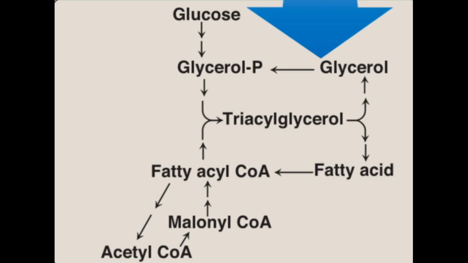Here's what's going to happen. From triacylglycerol, you're going to get glycerol and fatty acid. The fatty acid will become fatty acyl coenzyme A, which can produce acetyl coenzyme A, which goes into the citric acid cycle. And you know that we get triacylglycerol from the glycerol 3-phosphate coming from glycolysis.